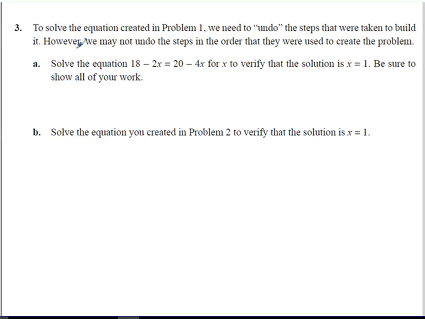To solve the equation created in problem 1, we need to undo the steps that we took to build the problem. It says, however, we may not undo the steps in the order that they were used to create the problem. So we're asked to solve the equation and verify that x equals 1 is a solution.